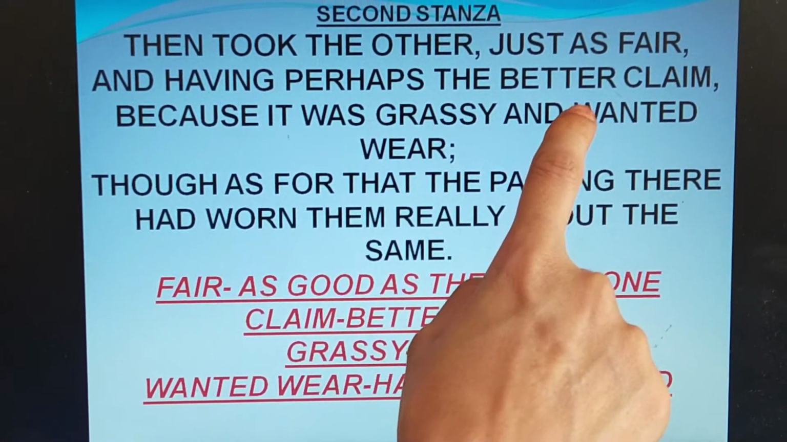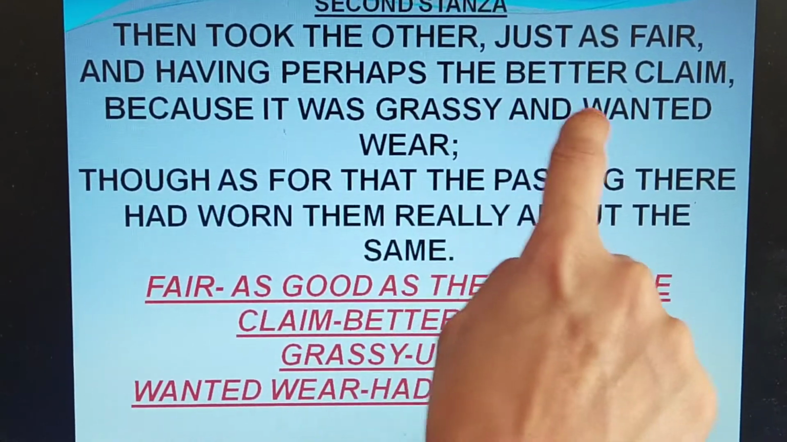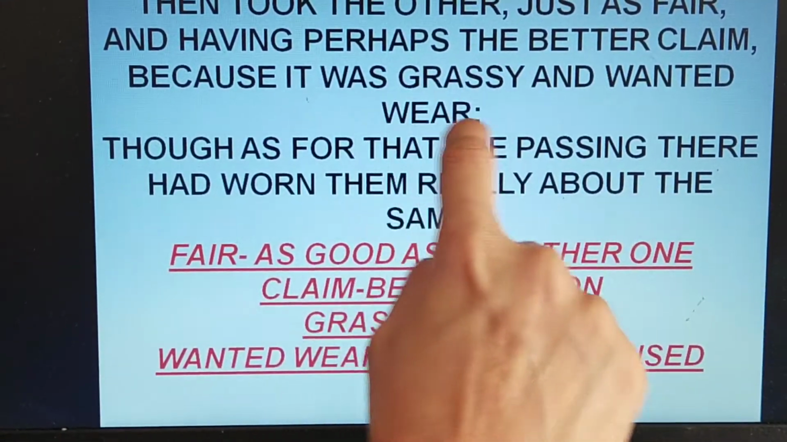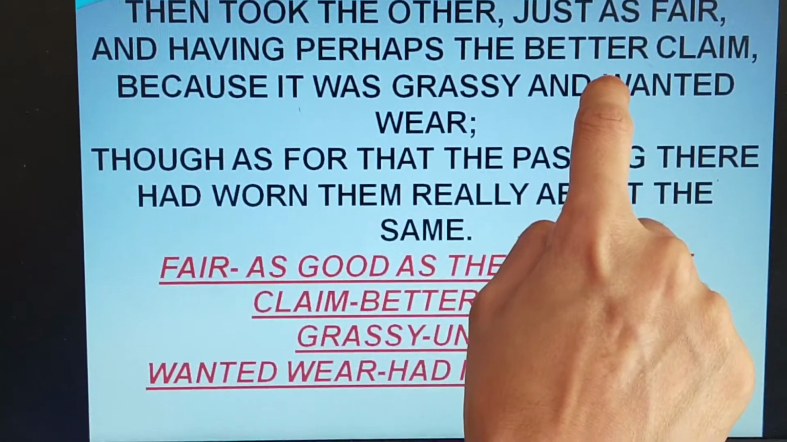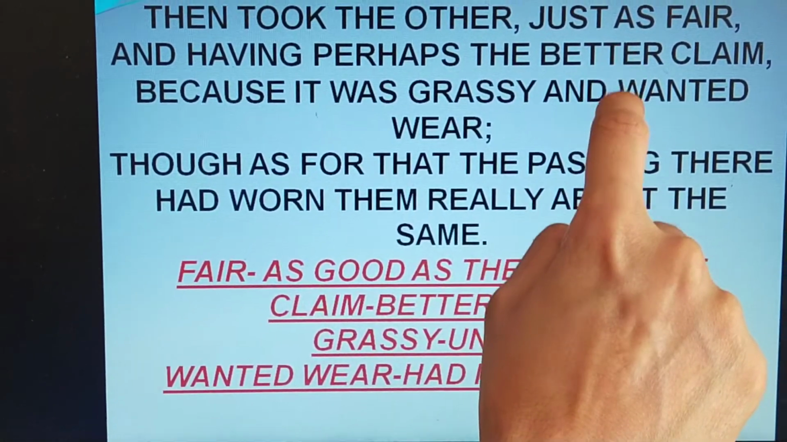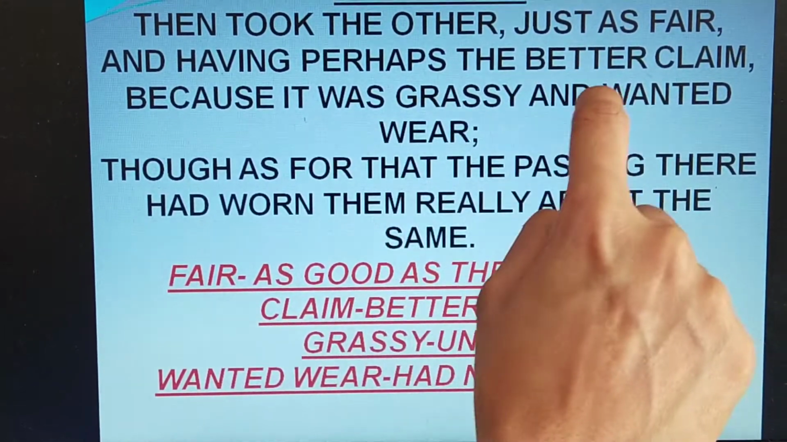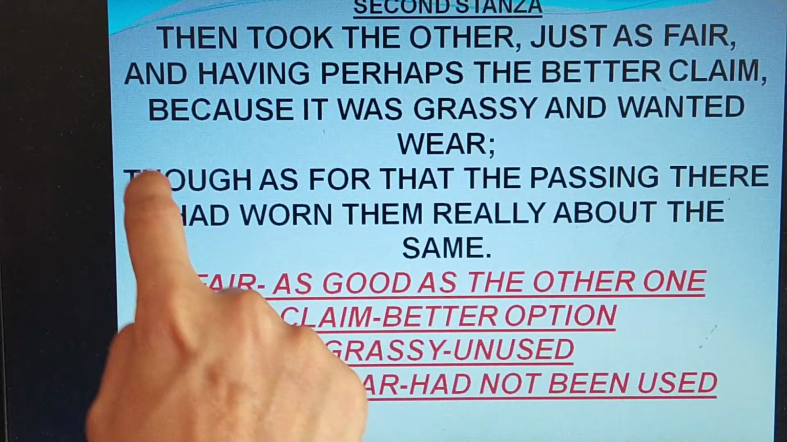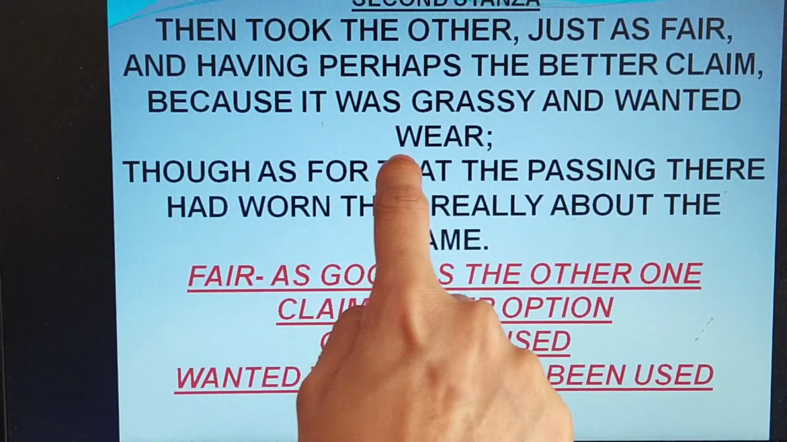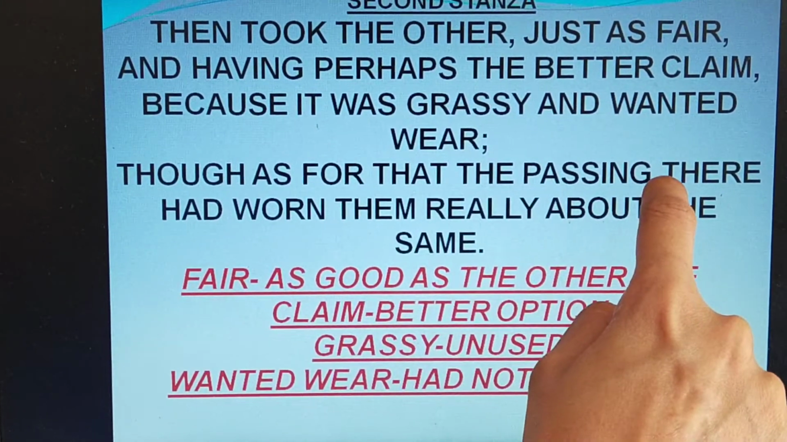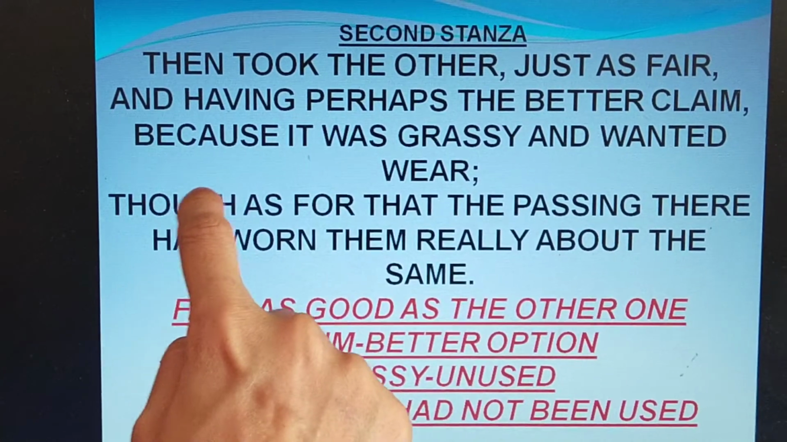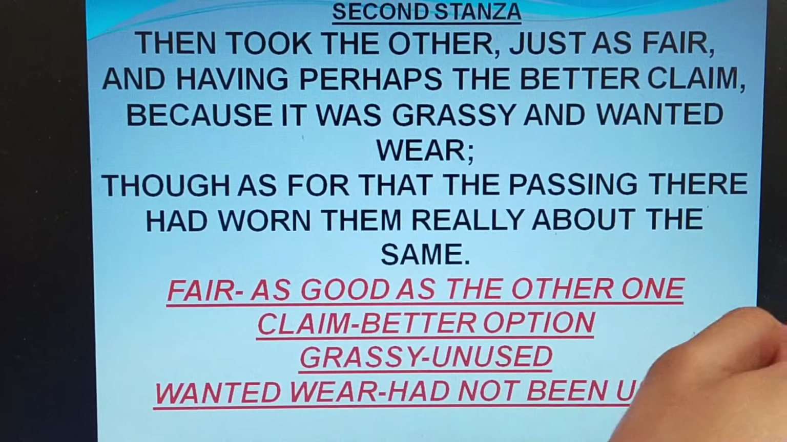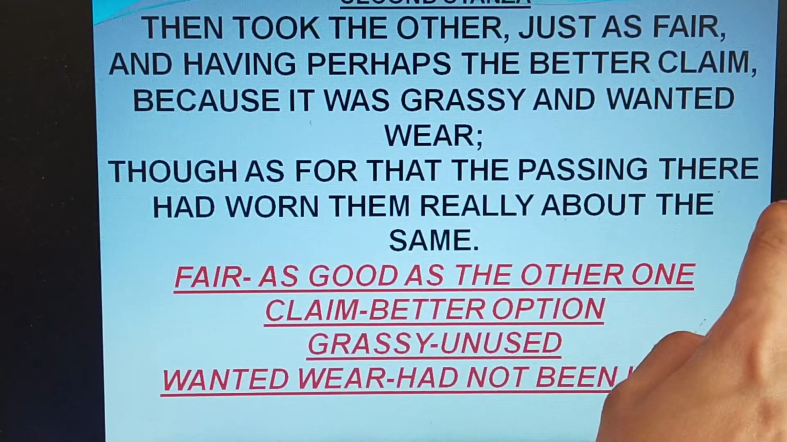See, the literary device here is in "wanted wear": two words starting with the same letter in one line. That is called alliteration. It means the letter W is repeated in two different words in the same line, so it is alliterated. Here also, see in this line, students, "though," "that," "the," "there." It is starting with the letter T. So it means that the letter T has been alliterated or repeated in the same line in different words.